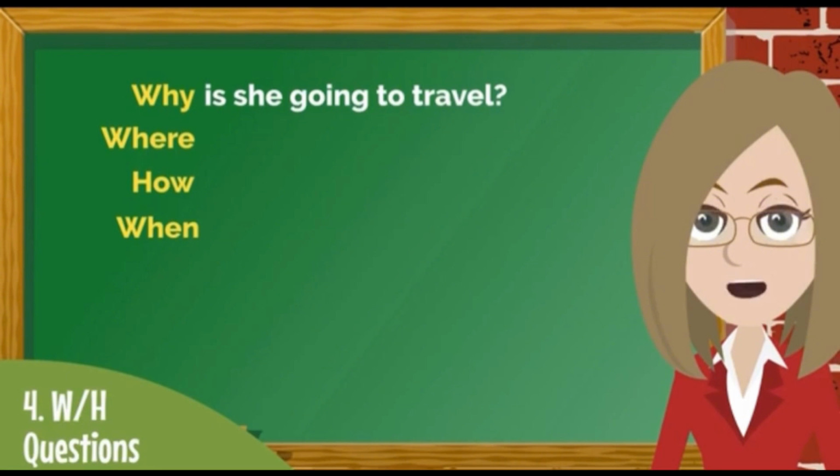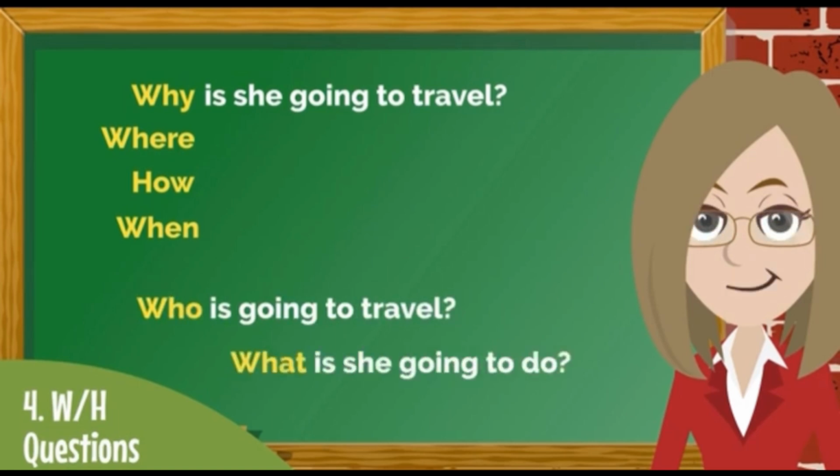You will have to change the grammar a little with who and what. For example, who is gonna travel? And what is she gonna do?